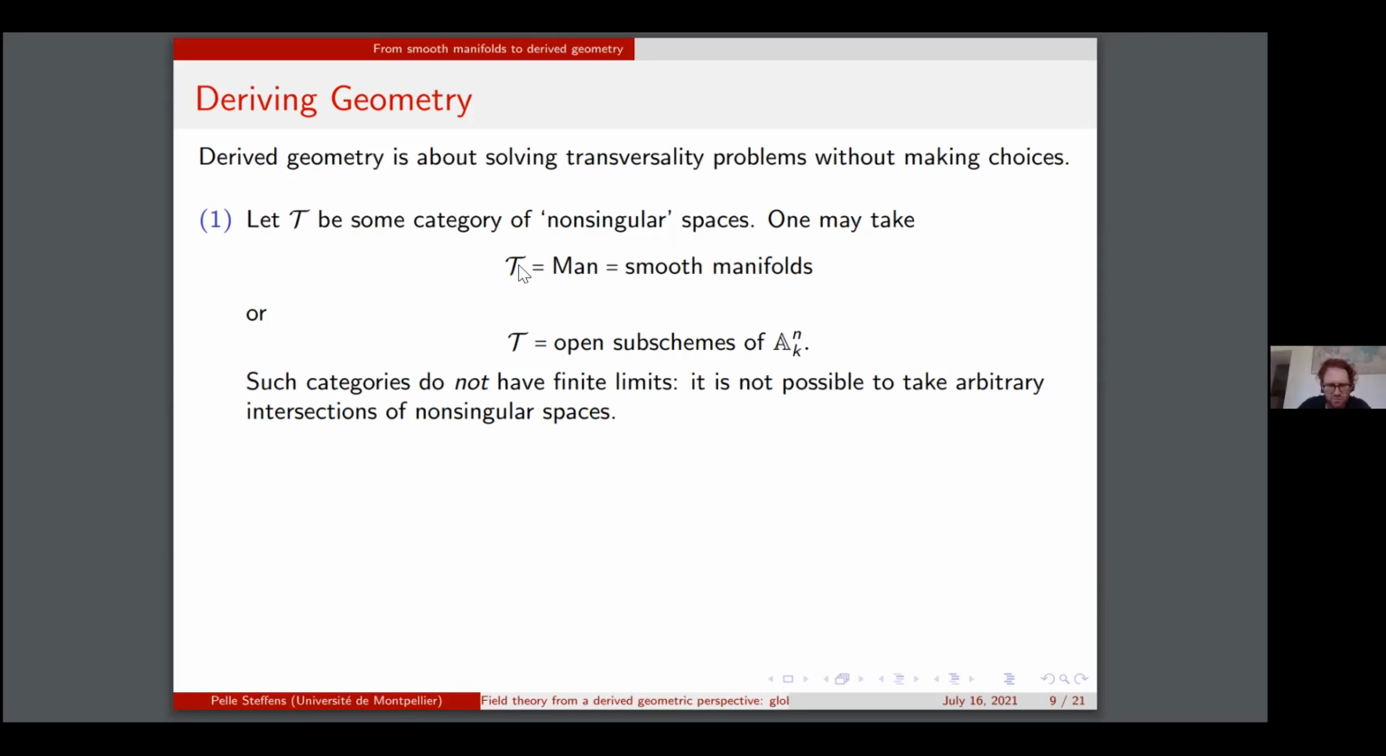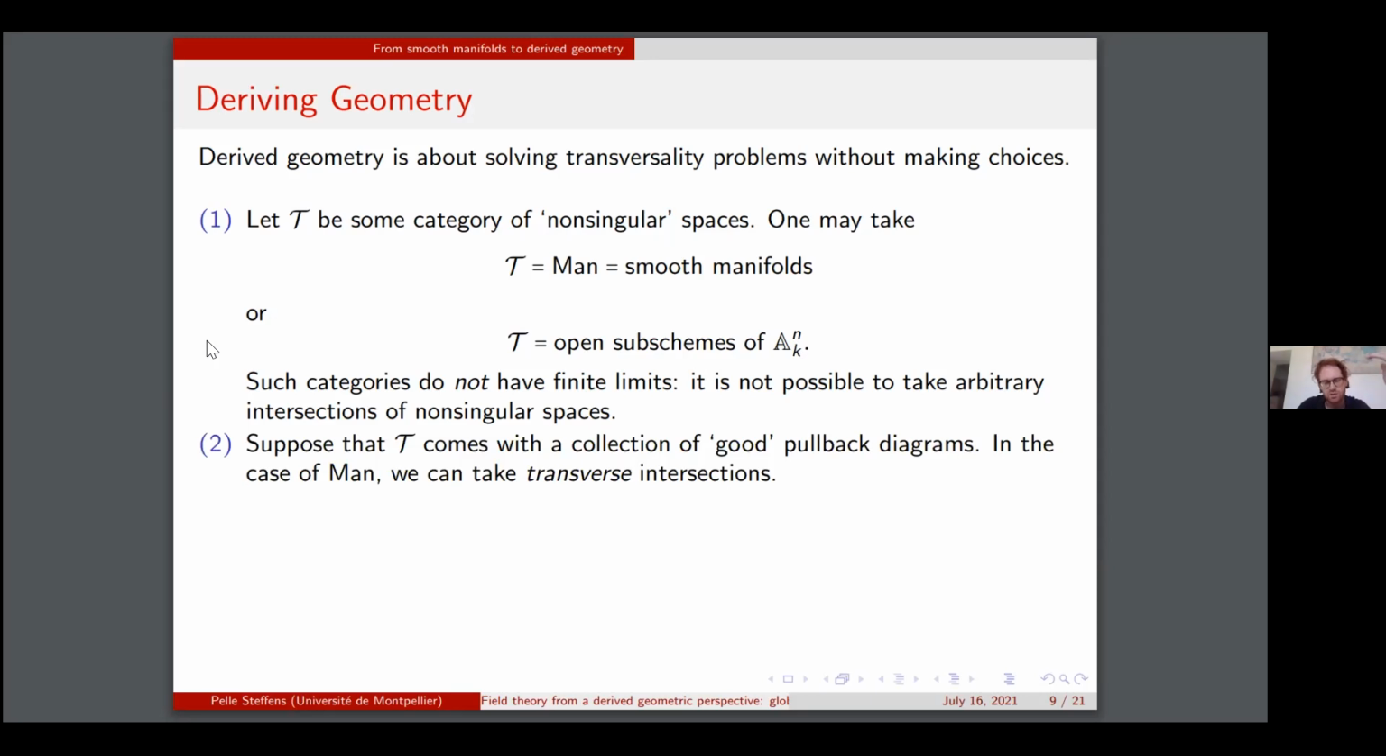So for us, we're mostly concerned with this category of smooth manifolds. But to compare, we also maybe like to consider the category of open subschemes of affine K-space. And these categories do not have finite limits. So you cannot take arbitrary intersections of smooth spaces. And this is precisely the problem we'd like to fix.